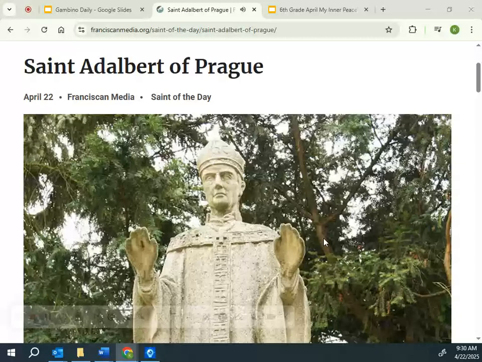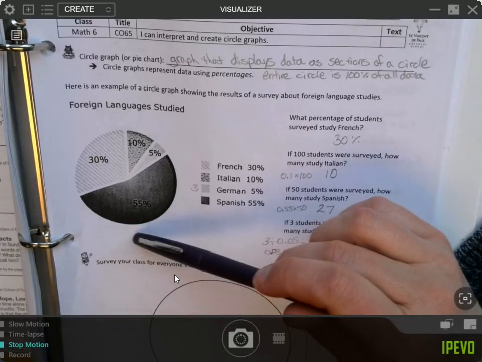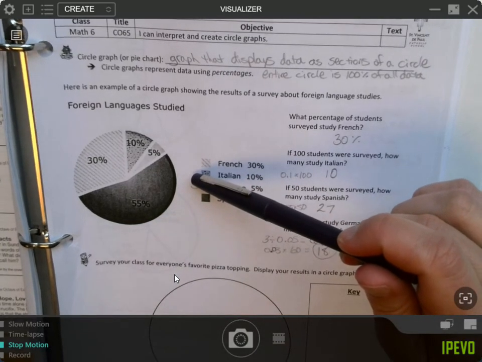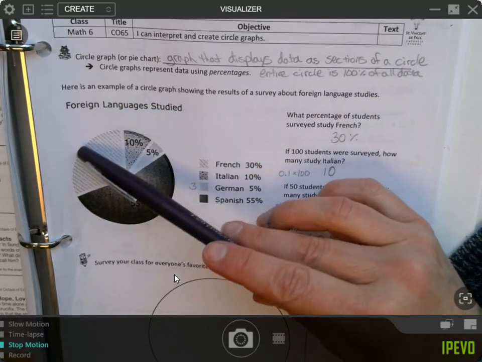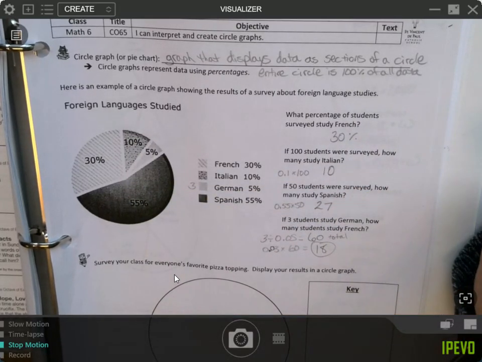Morning. Today we are recording our last graph that we did for this unit, that circle graph. Remember that circle graph represents, oh, I forgot to put it up here. I am so sorry. That circle graph represents 100% of your data. So all the percentages, if you add them up, should equal 100%.